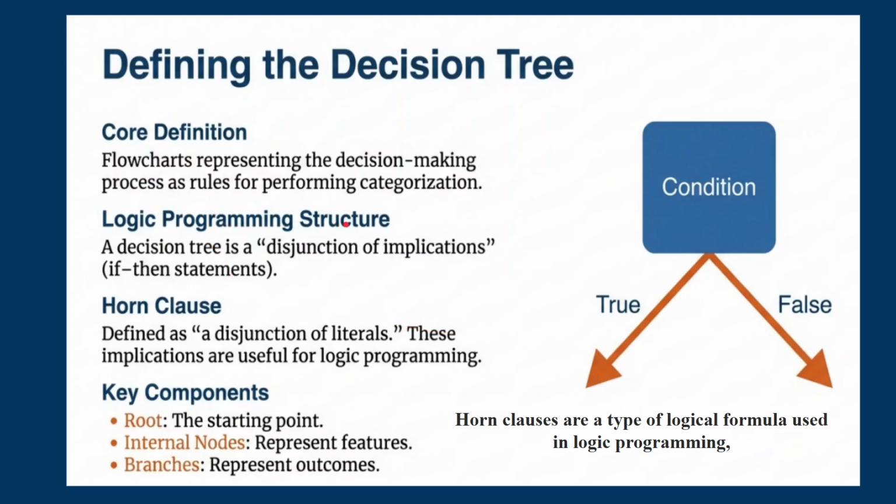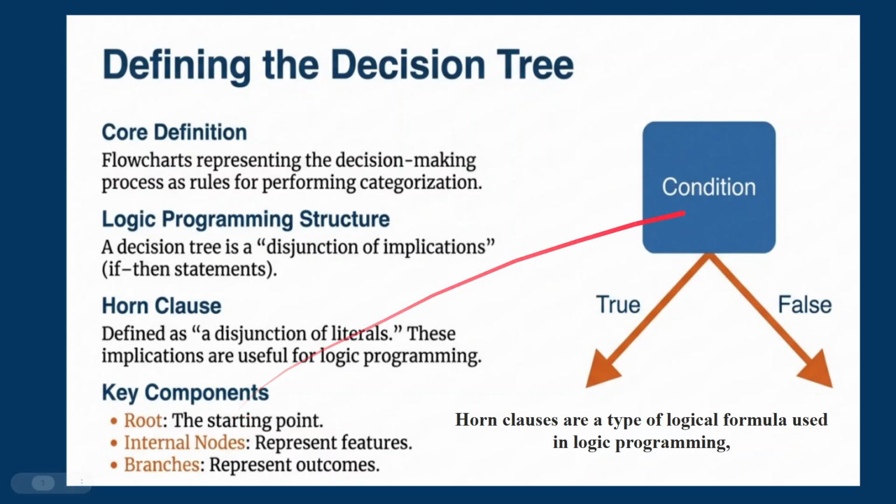Logic programming structure. In the programming concept, a decision tree is a disjunction of implications. That means we are using if-then statements. If the condition is true, one branch is taken; if false, another branch is taken. Horn clauses are defined as a disjunction of literals. We use the term Horn clause here because these implications are useful for logic programming. So Horn clauses are a type of logical formula used in logic programming.